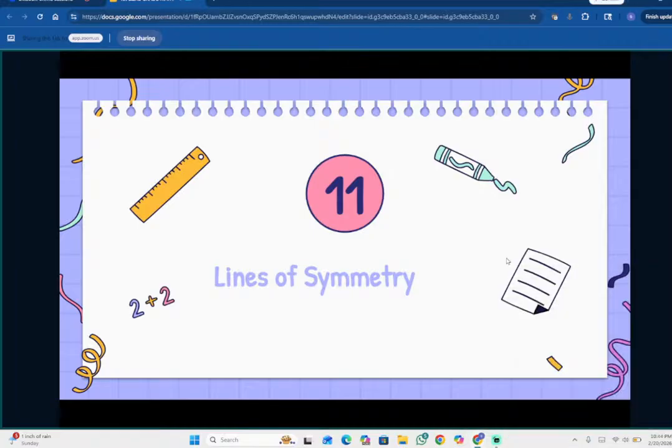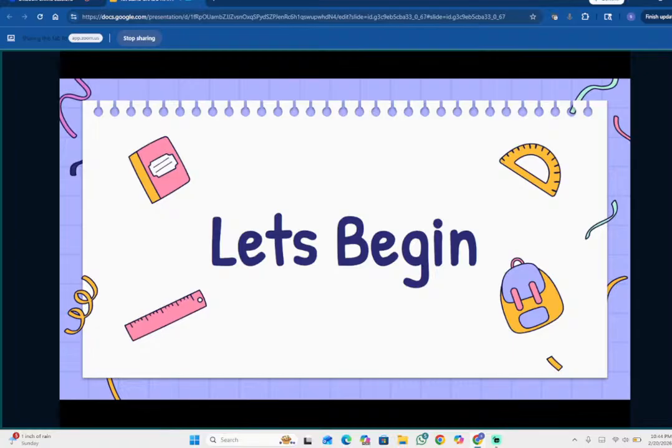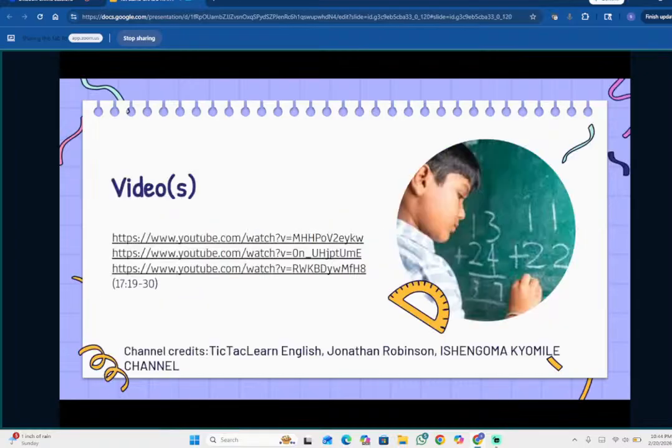Lines of symmetry. So you're going to learn understanding what symmetry means, finding lines of symmetry, drawing lines of symmetry, and identifying shapes that are symmetrical. Let's begin. Here are a few videos to get us started.